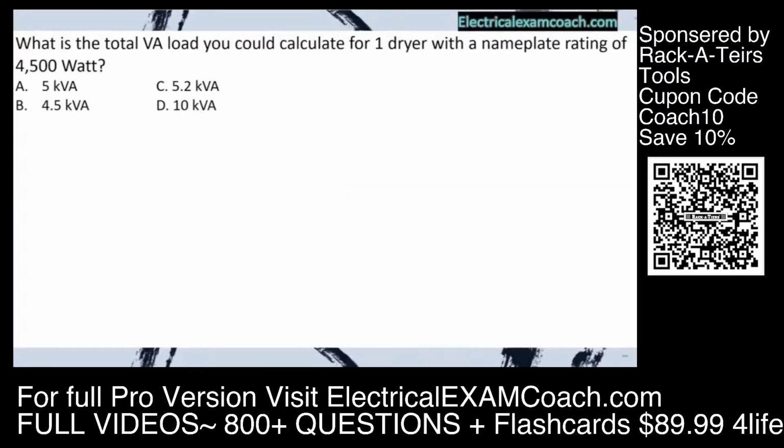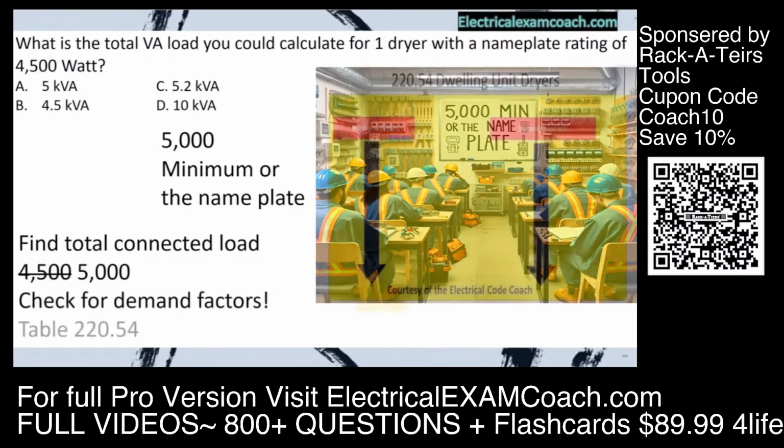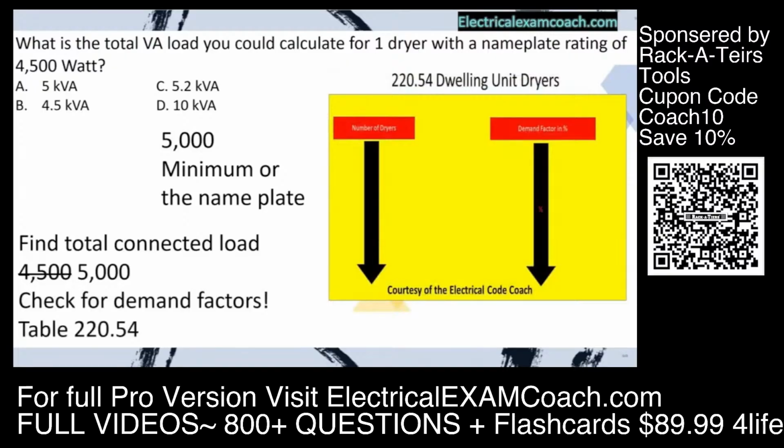What is the total VA load you would calculate for one dryer with a nameplate rating of 4,500 watts? First, we find the total connected load. For this, we know that we have to do a 5,000 minimum or the nameplate, whichever is greater. So the 4,500 is gone and the 5,000 remains. Now, we check for demand factors. For this, we're going to head to table 220.54. And we're going to find that 1 through 4 dryers, it's at 100%, meaning that there is no demand factor. And we just select A. Great job.